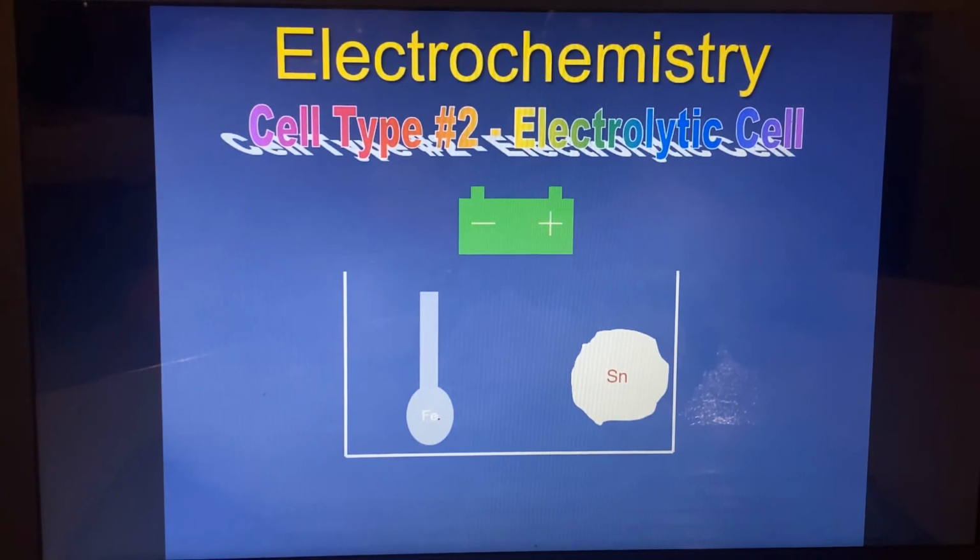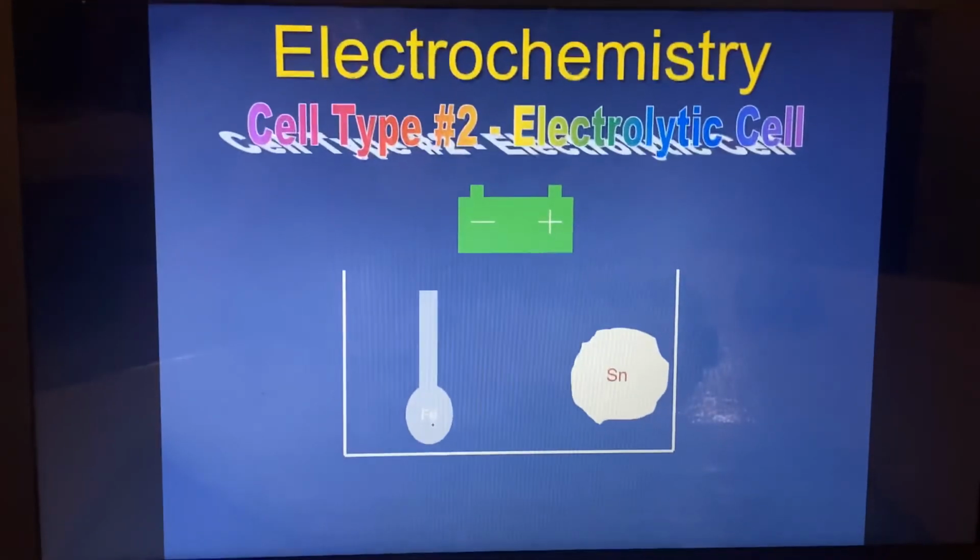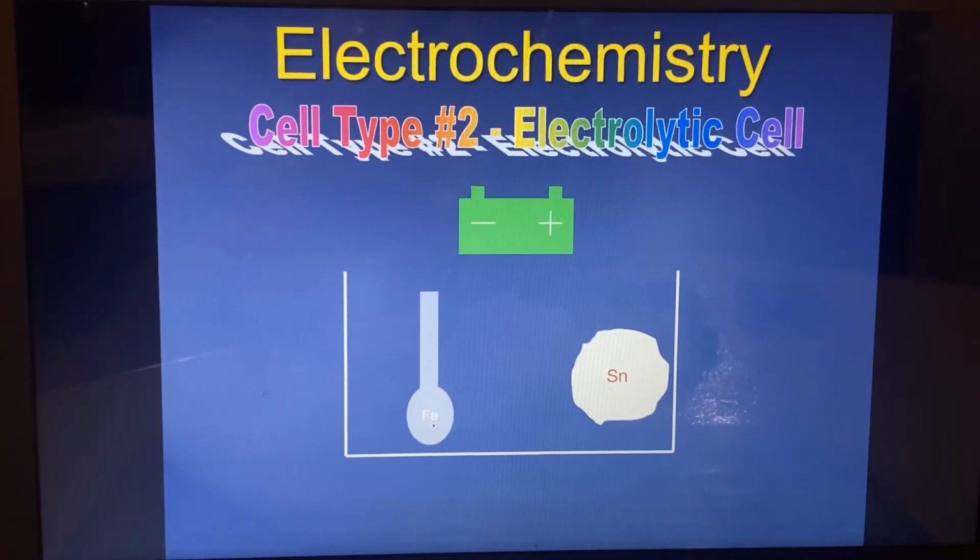In this case, the spoon's made of iron. It does not matter what the spoon is made out of. That iron is not involved in the redox at all. It's just a site of that happening. What we're going to see is that on one side we're going to have tin being oxidized, and on the other side we're going to have tin being reduced. The iron is not involved in anything in here. It's just a site for it happening.